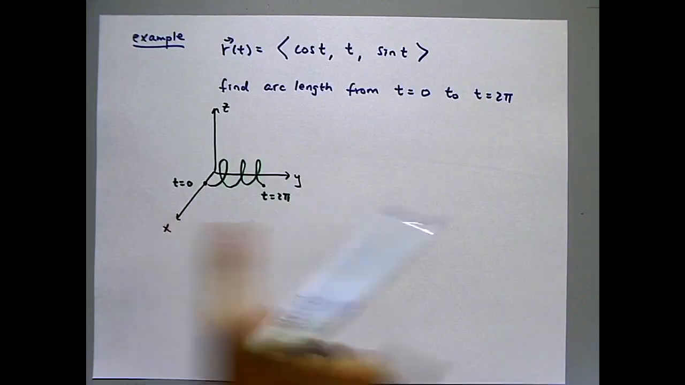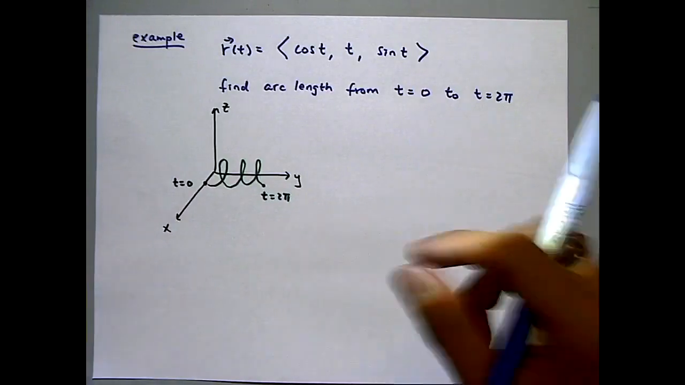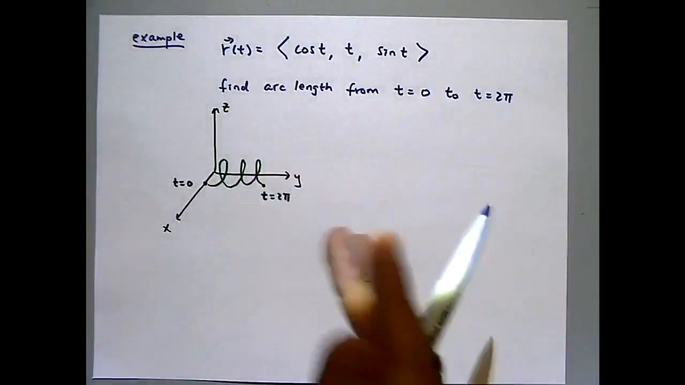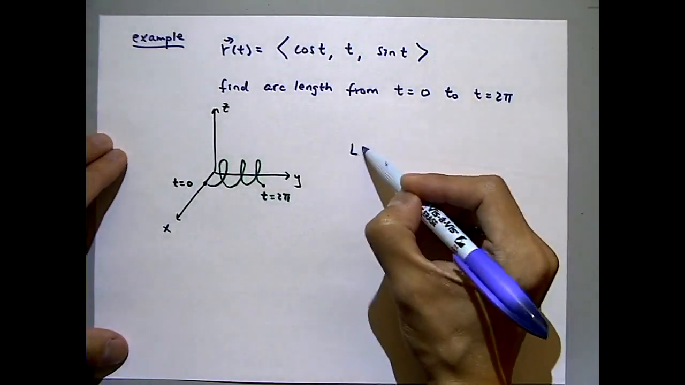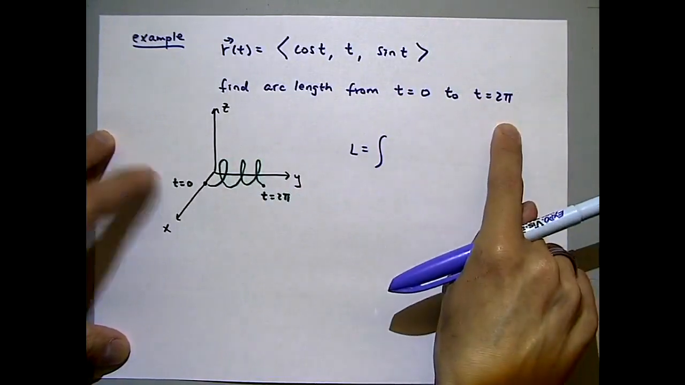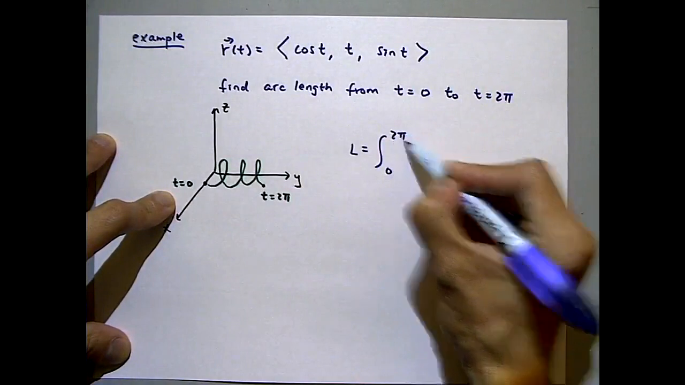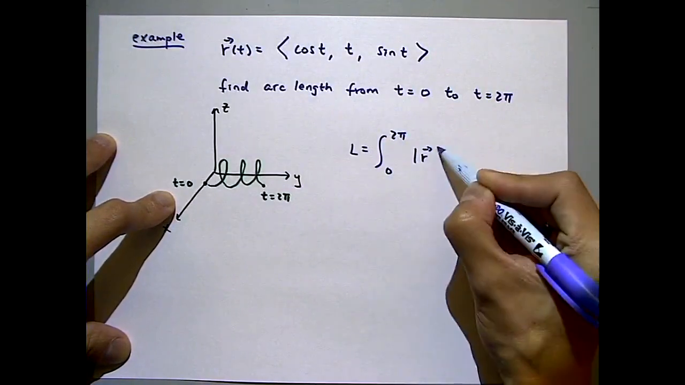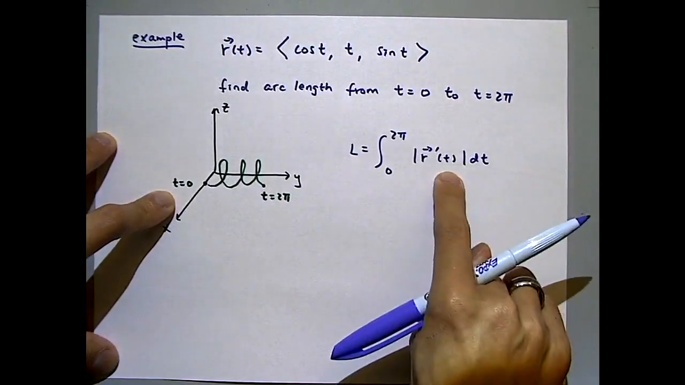All right, so from here to here, normally that's not something we can measure unless it's made of a material that you can cut out and then stretch it out and lay a ruler next to it. But we have a way to find out exactly how long it is. Okay, so according to the formula, what we want is from 0 to 2 pi, an integration of the magnitude of the derivative, the tangent vector, in other words.